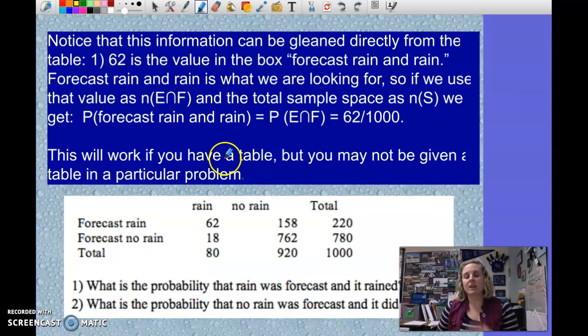Notice this information can be taken directly from that table. I showed you how I did that in the 3 previous slides.